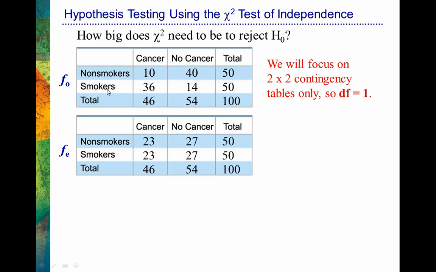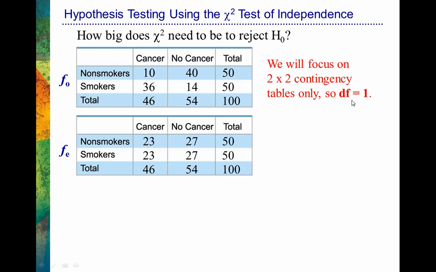Well, we take the number of rows and subtract 1, multiplied by the number of columns, where we subtract 1. So 2 minus 1 is 1, multiplied by 2 minus 1 is 1. We're left with 1 times 1 equals 1. That's just kind of a long way of telling you that when we're dealing with these 2x2 contingency tables, and that's all we'll be dealing with when we cover this chapter, we will always have 1 degree of freedom.